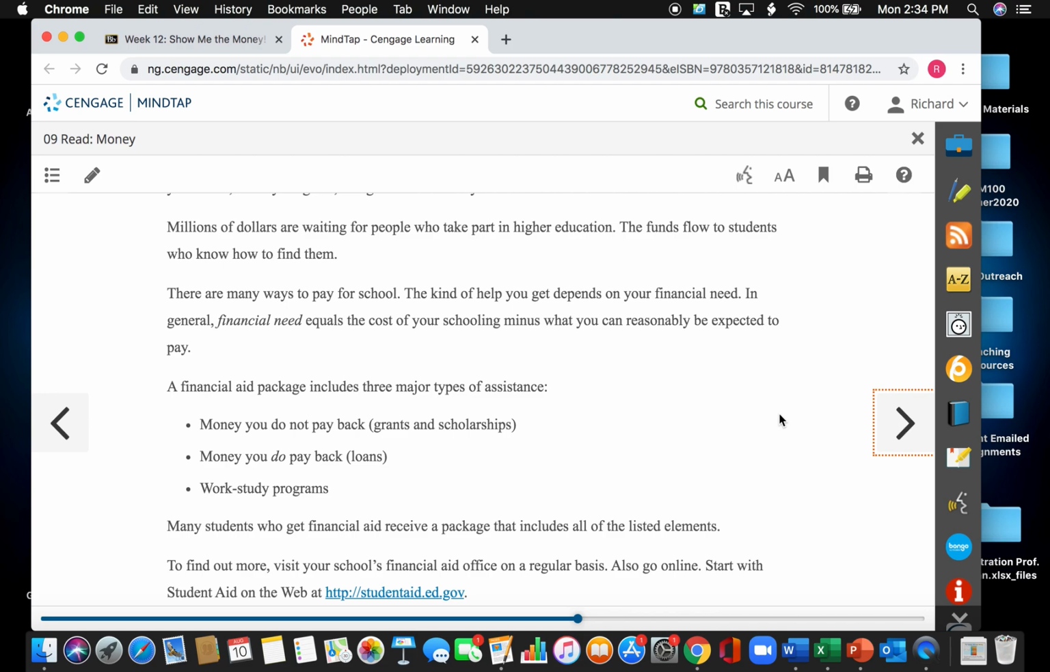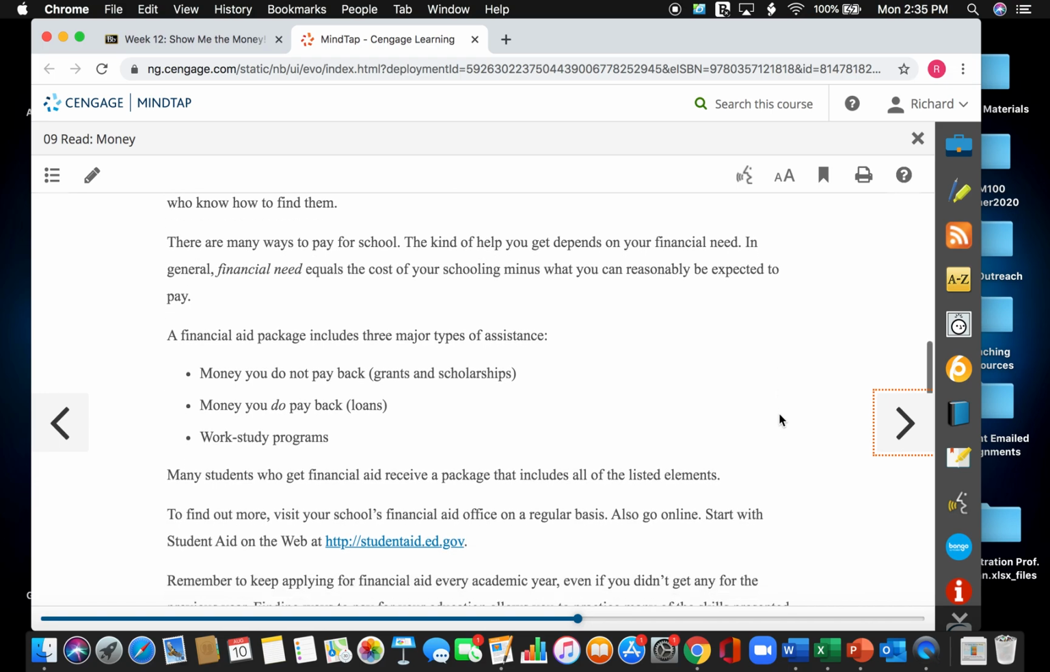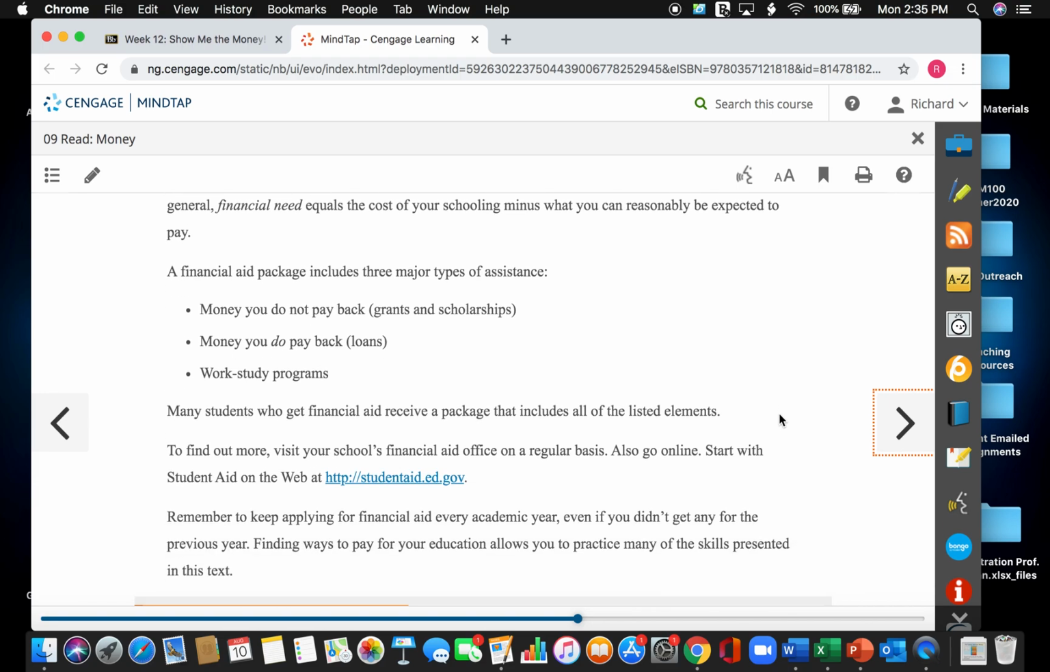In general, financial need equals the cost of your schooling minus what you can reasonably be expected to pay. A financial aid package includes three major types of assistance. There's money that you don't pay back, which is grants and scholarships. There's money that you do pay back, which is loans. And then there's also work study programs. Many students who get financial aid receive a package that includes all of the listed elements.